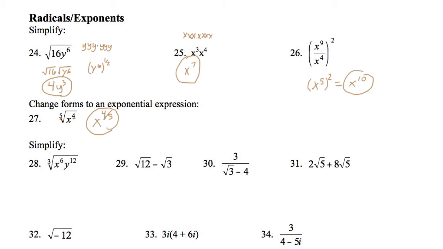Simplifying the 3rd root of these. Again, kind of like up here, you can either think of it as what times itself makes x to the 6th. X squared does, because x squared cubed will be x to the 6th. And what times itself 3 times makes y to the 12th? Well, y to the 4th.